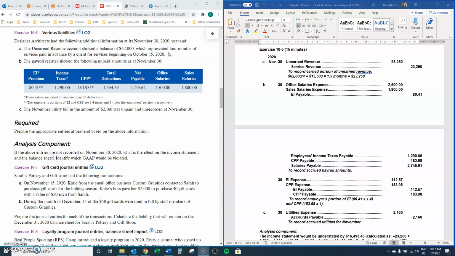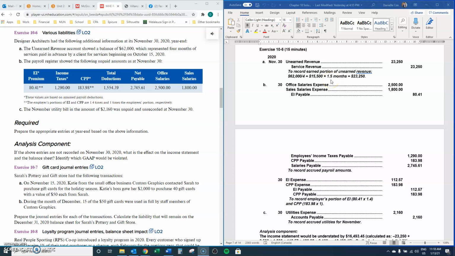Unearned revenue had a balance of $62,000, which represented 4 months of services paid in advance, but the services began on October 15th. So as of November 30th, the rest of October, so half a month, and all of November had been performed. That means we need to take those out of unearned revenue and move them into service revenue, or the actual revenue. $62,000 was for 4 months, so divided by 4 is $15,500 per month.